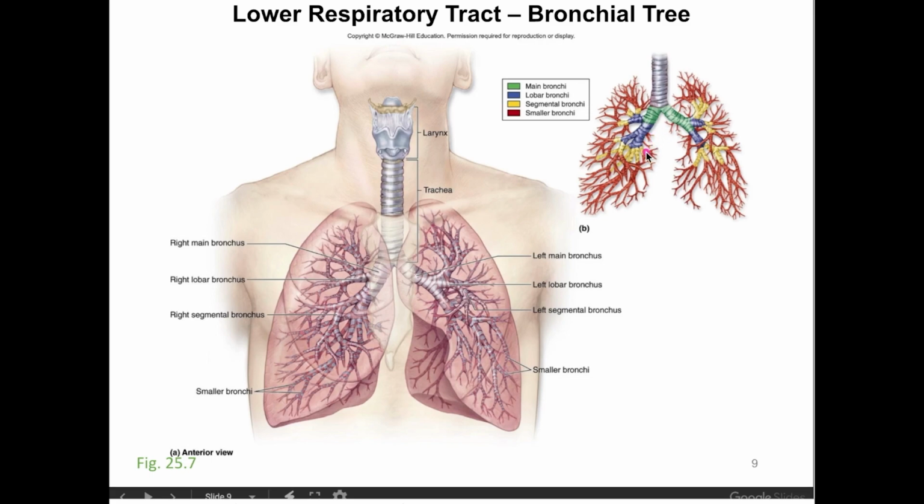Smaller than even the lobar bronchi are the segmental bronchi, or the tertiary bronchi. They're the yellow ones over here. They do have names, but you don't have to know the names of them. At that point, we're starting to get embedded in the lung tissue, so you won't be able to see those segmental bronchi if you were just looking at an intact lung.